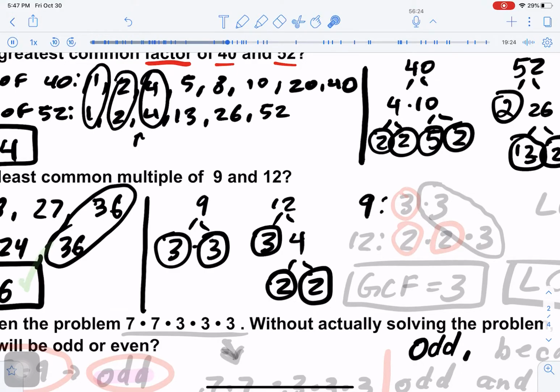My factor string for the number 9 will be 3 times 3. My factor string for the number 12 will be 2 times 2 times 3.